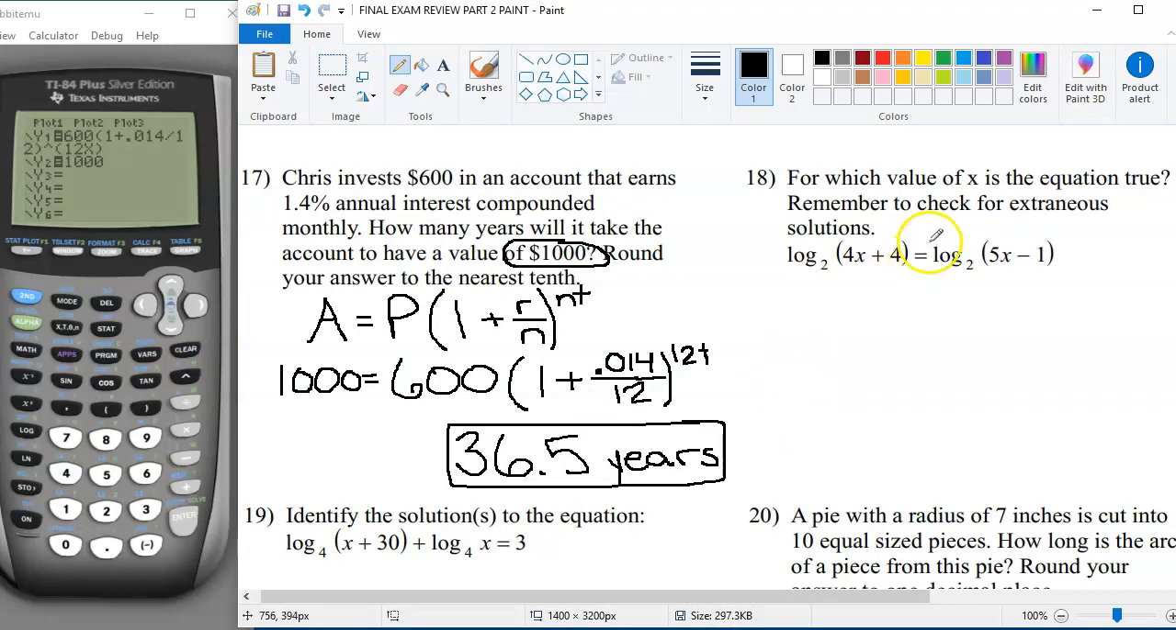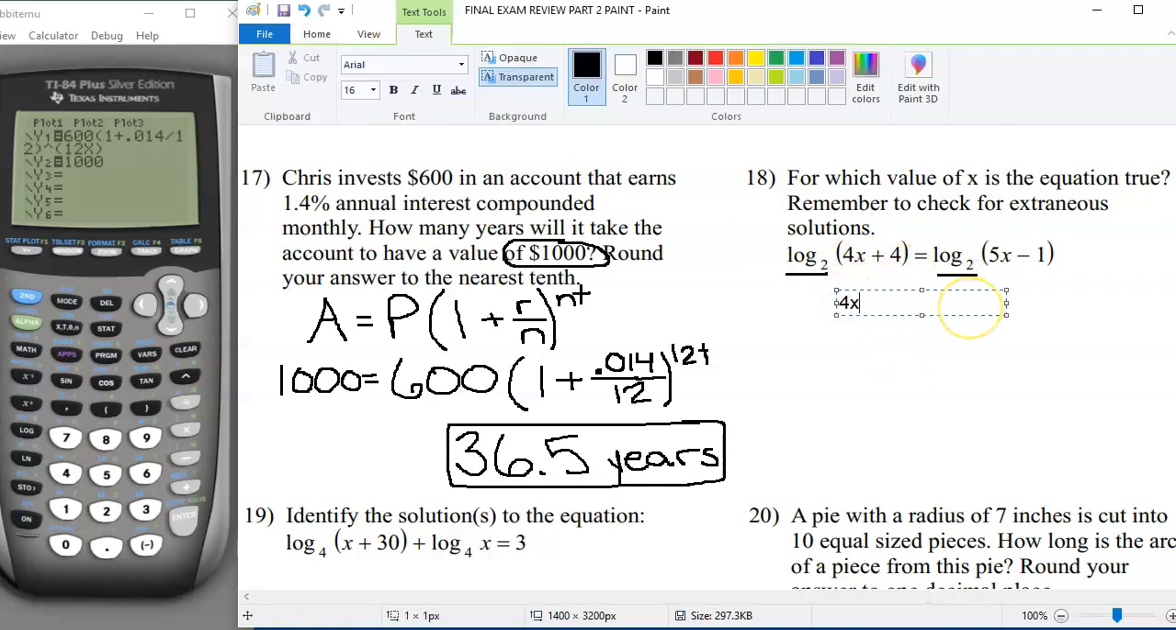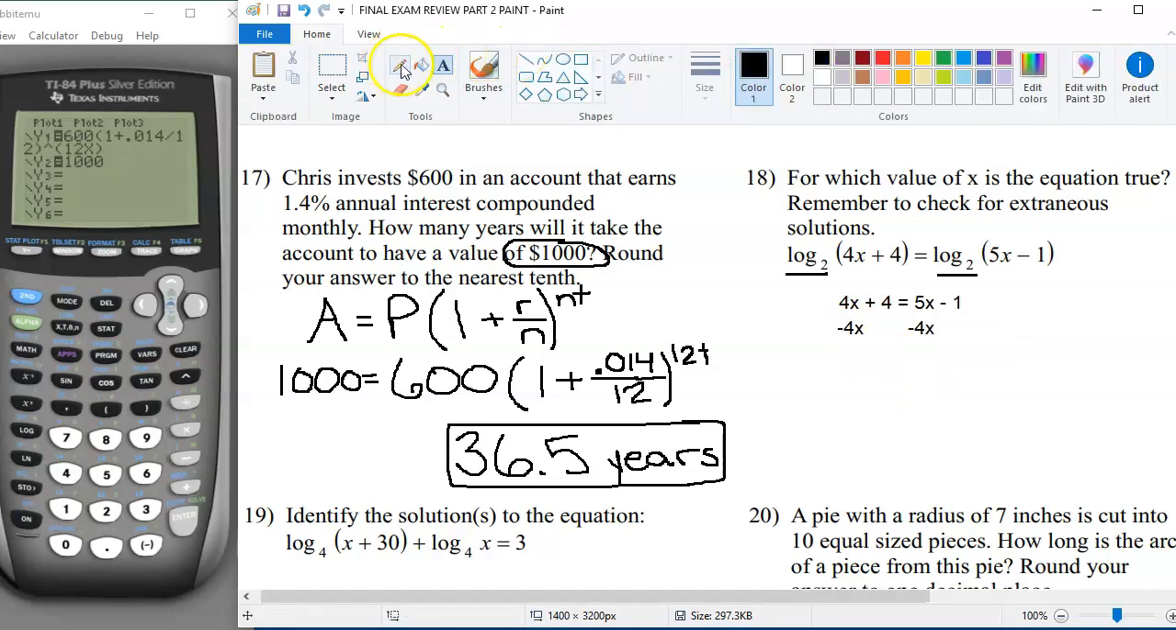All right, number 18. For which value of x is the equation true? Check for extraneous solutions. This is one of my favorite types of problems because if you have the same log on both sides, then you can pretty much just ignore it and just solve for what's inside. That means you're turning this into a basic algebra 1-2 equation, like a little two-step equation where you just subtract 4x from both sides. And then you've got 4 equals x minus 1, and then you could just add 1 to finish the deal. And you would get x equals 5.